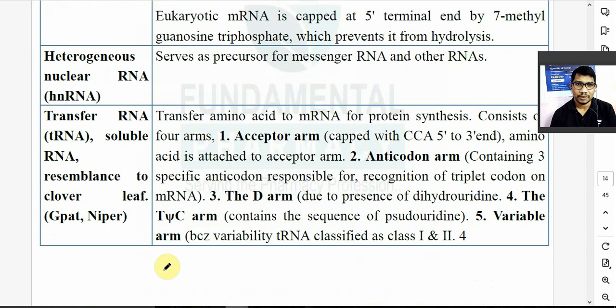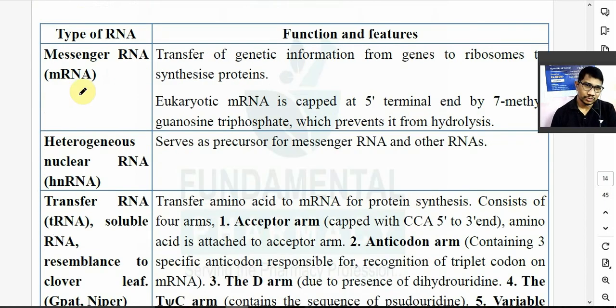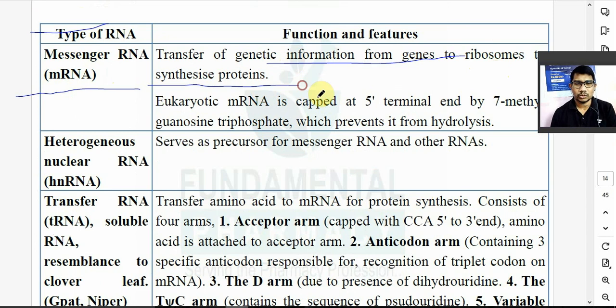Types of messenger RNA. Types of RNA and their function. The first one is messenger RNA. So what is the function of mRNA? It transfers the genetic information from genes to the ribosome for protein synthesis. I have told you.